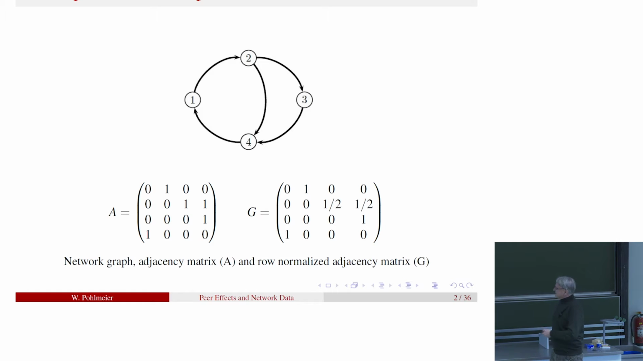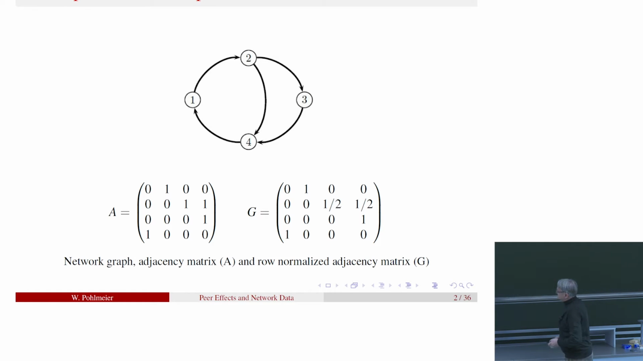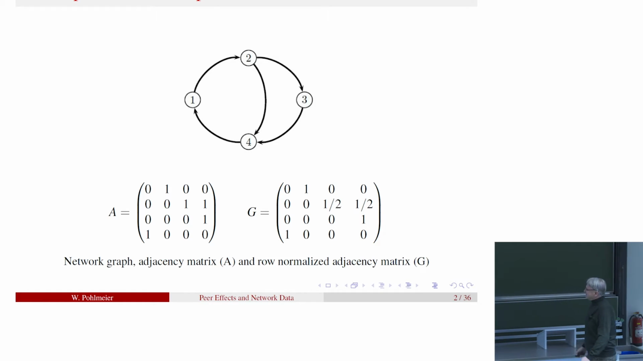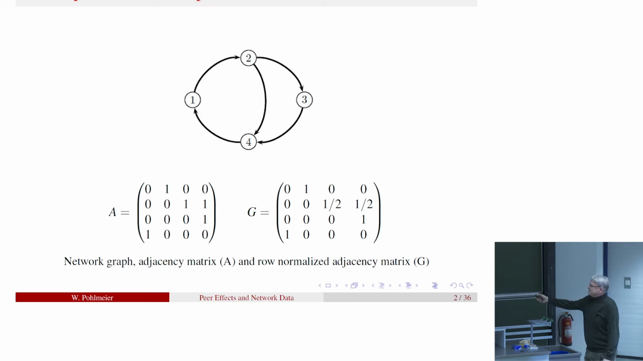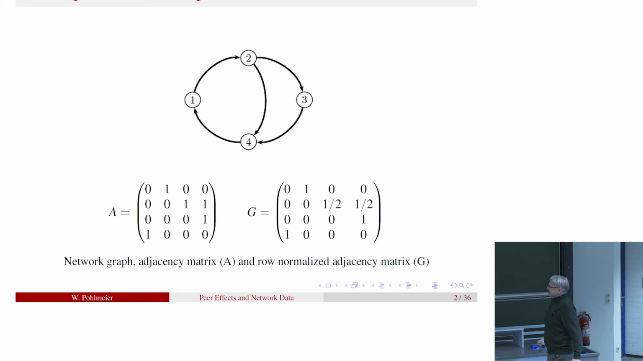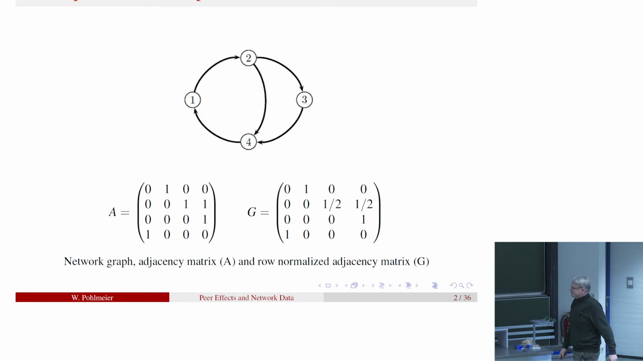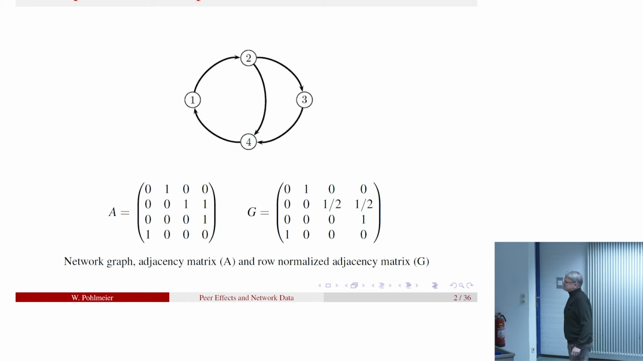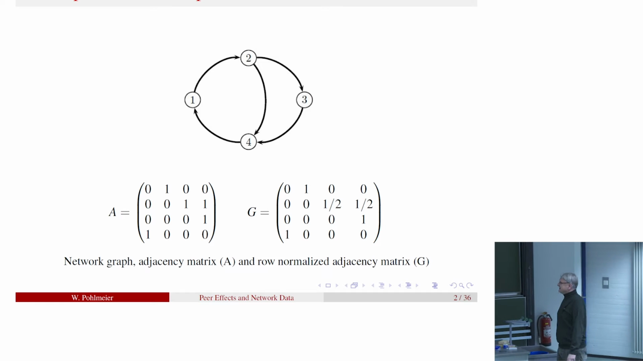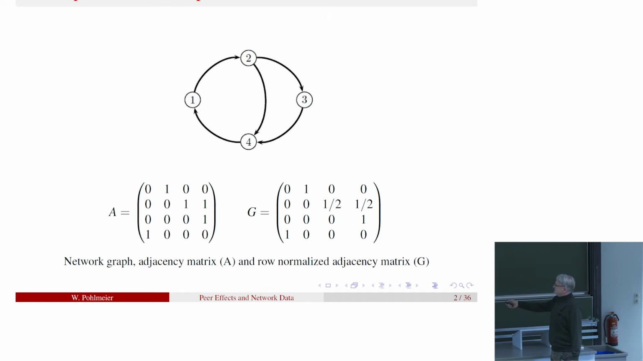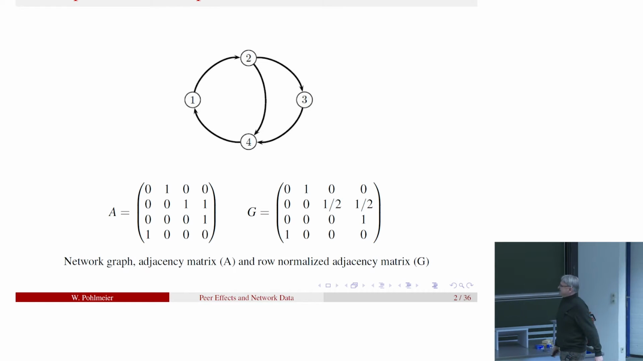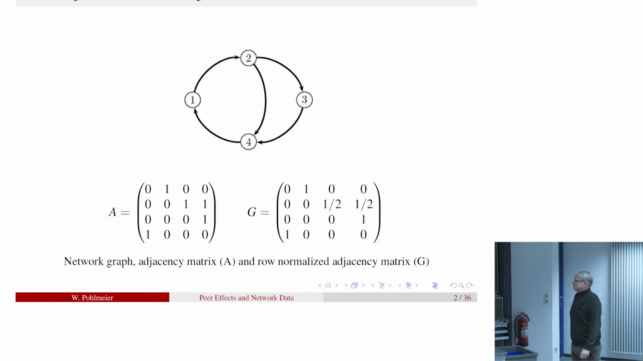And we can represent such networks with a typical adjacency matrix. For that little network here, it's the adjacency matrix A, and what will become important later on will be the row-normalized adjacency matrix G, where we divide every row by the number of ones in a row.